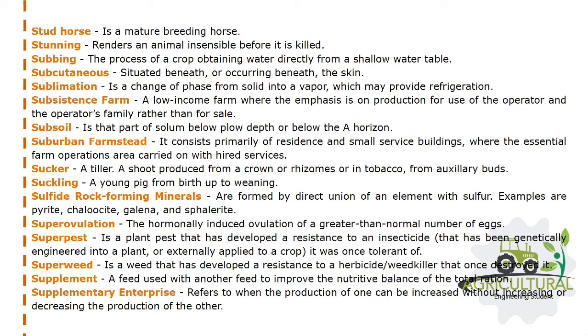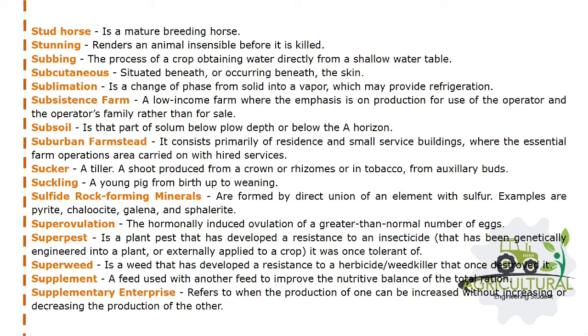Suburban farmstead, it consists primarily of residence and small service buildings, where the essential farm operations are carried on with hired services. Sucker, a tiller. A shoot produced from a crown or rhizomes or in tobacco, from axillary buds. Suckling, a young pig from birth up to weaning. Sulfide rock-forming minerals are formed by direct union of an element with sulfur. Examples are pyrite, chalcocite, galena, and sphalerite.